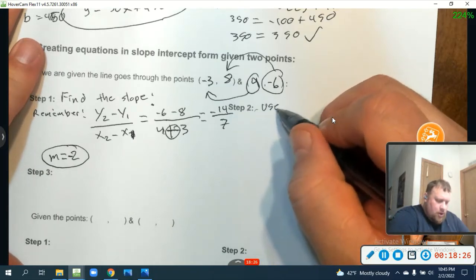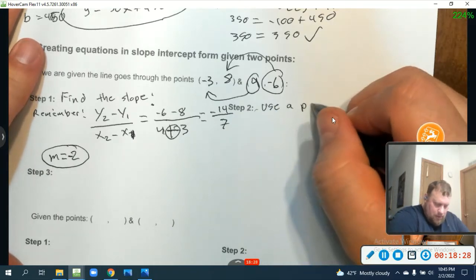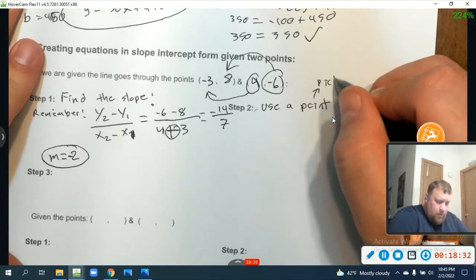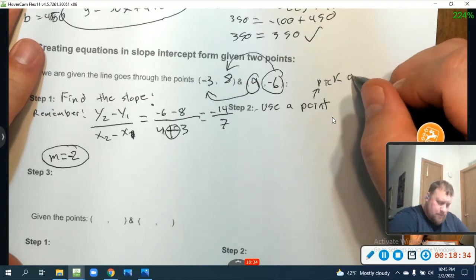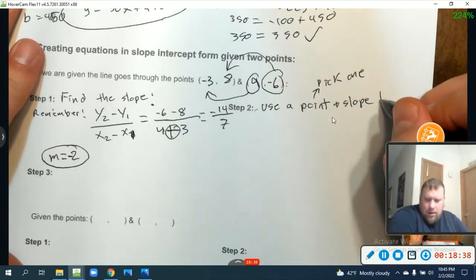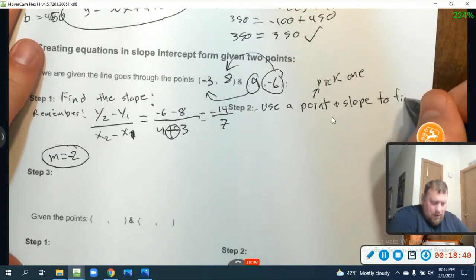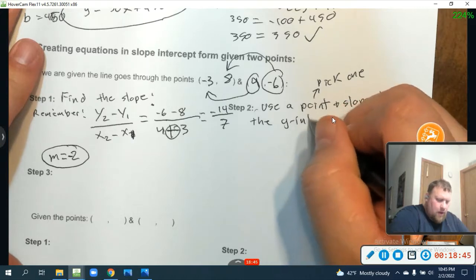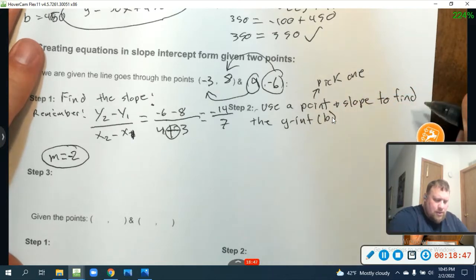So we're going to use a point. Pick one. It doesn't matter. They'll both come up with the same equation if you do it right. And slope to find the y-intercept, which is our b value. I keep repeating this so it gets into you.